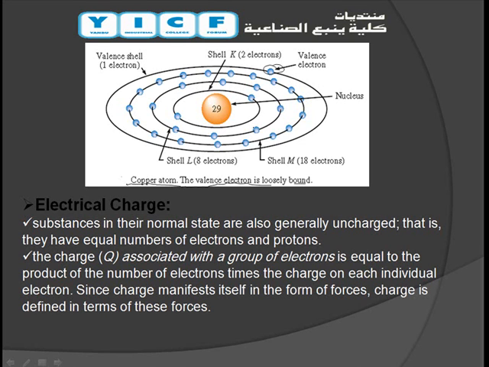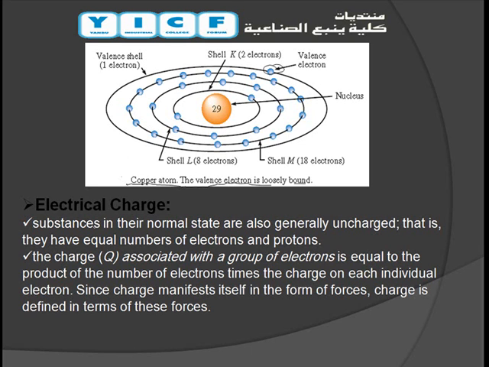And thus, according to the arrangement of the electrons around the nucleus of that element, materials are classified into 3 types electrically.